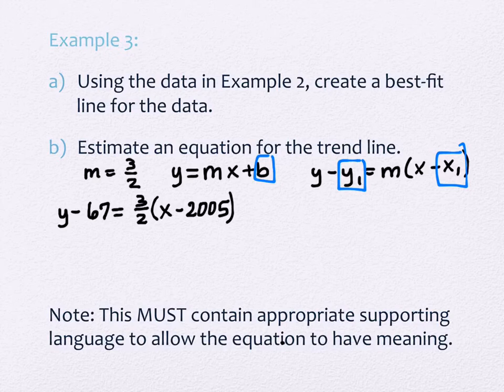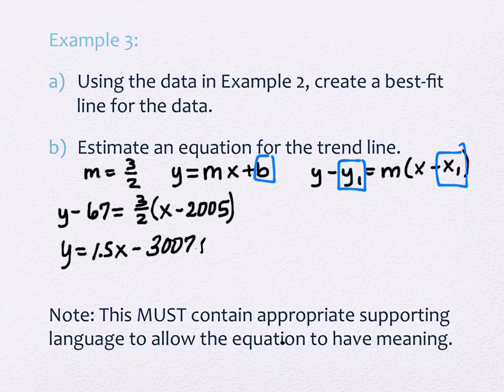We're going to simplify this. We're going to clean it up. We're not going to leave it in this fashion. But this would be y equals 3/2 x. What happens when you multiply 2005 by 3/2? You're going to get a decimal. Can somebody give me a decimal expansion for that? Just for the moment, 3007.5.